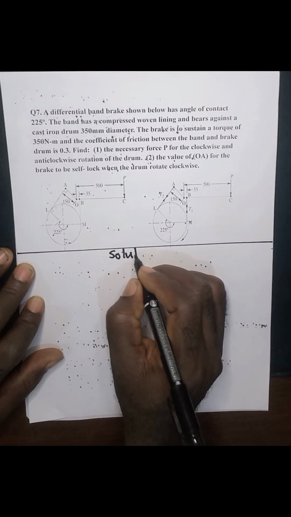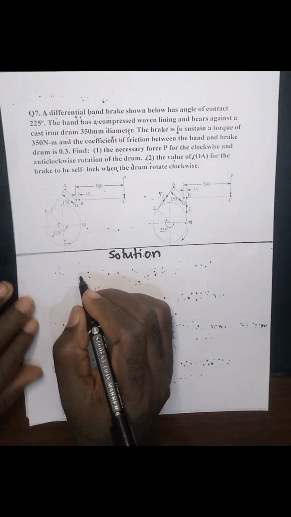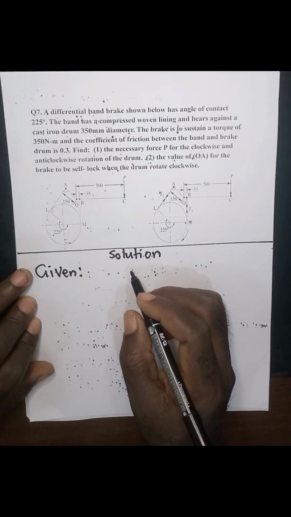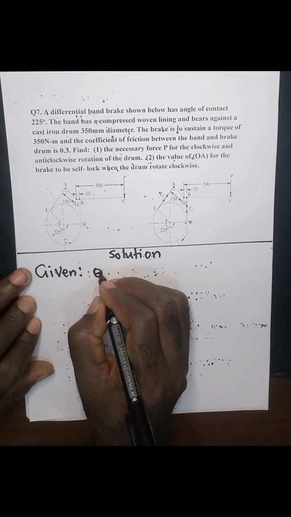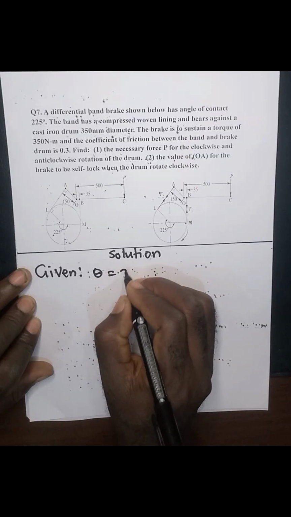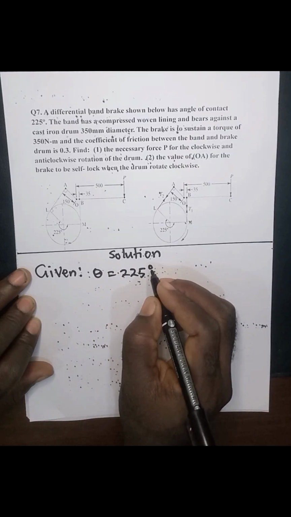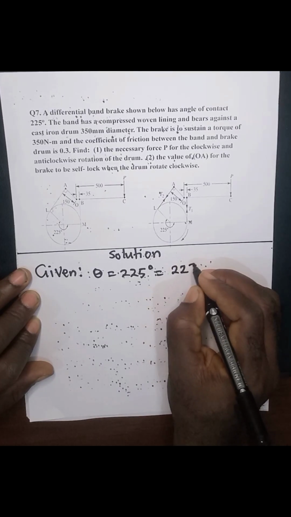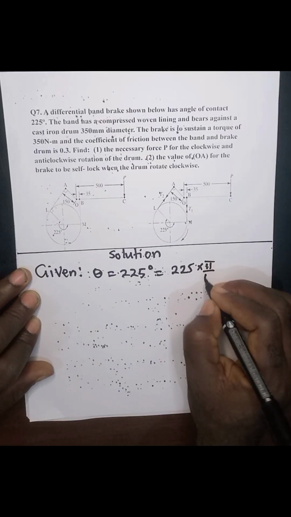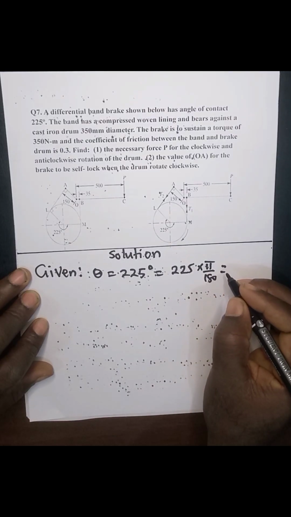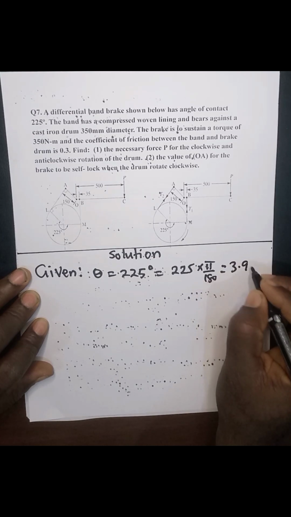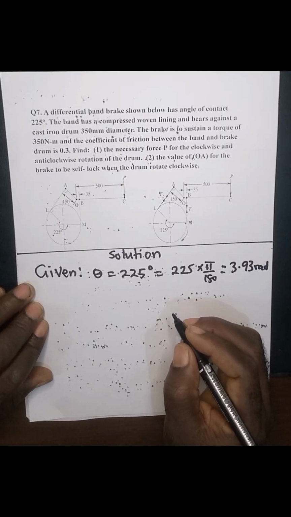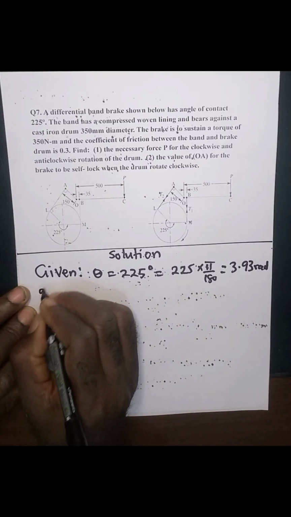Solution. Now let us look at our given. Now what are we given? We are given the contact angle theta to be equal to 225 degree. To convert to radian, we multiply it by pi over 180. This will be 225 multiplied by pi over 180, and this gives 3.93 radian.